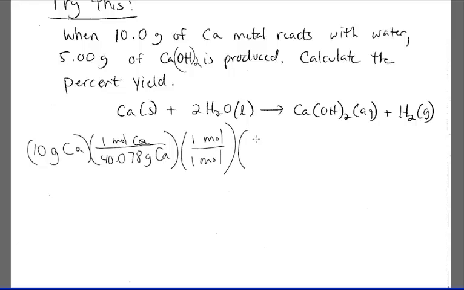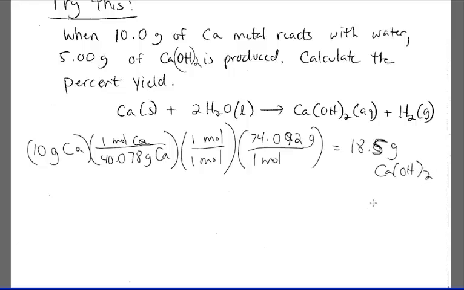And then you can multiply by the calcium hydroxide molar mass, 74.092 grams per 1 mole. Okay, so if you get 18.5 grams of calcium hydroxide, all right, then that is your theoretical amount, or theoretical yield.